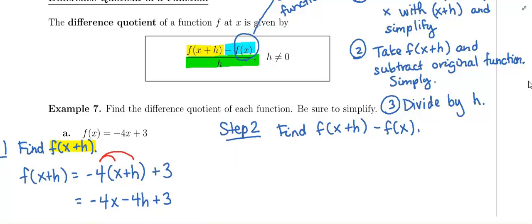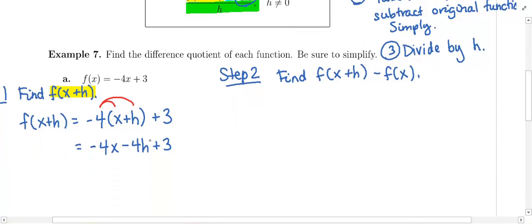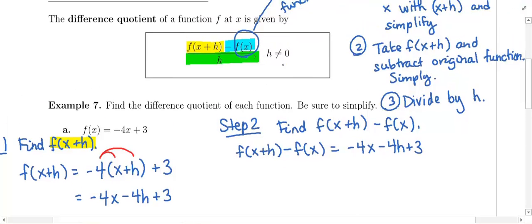So you need to write down f of x plus h. We just found it. Let me write this down: f of x plus h minus f of x is going to equal f of x plus h, that's negative 4x minus 4h plus 3. And then if you look at the recipe, in the formula here, you need to subtract f of x. f of x is the original function. f of x is negative 4x plus 3.